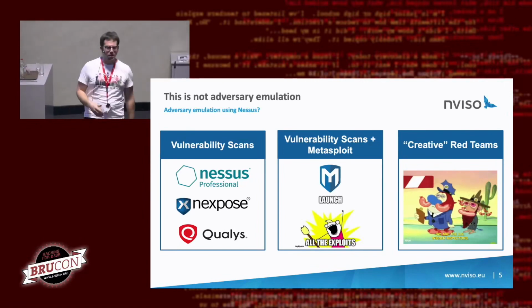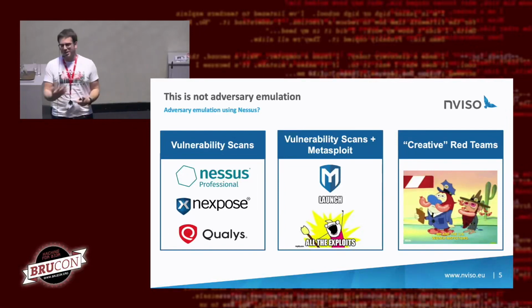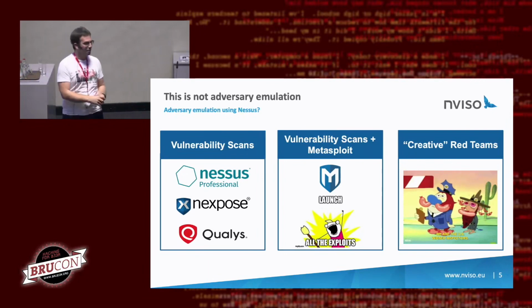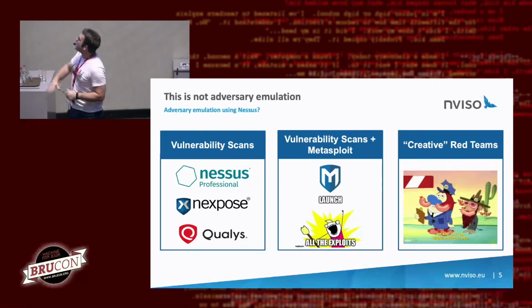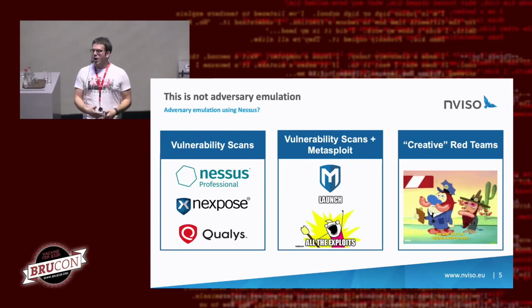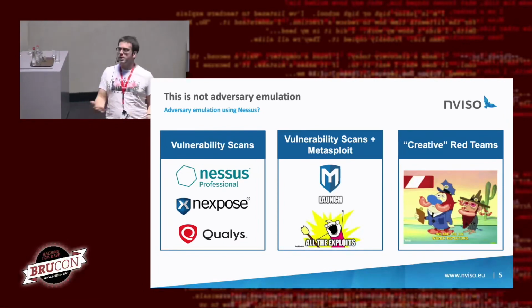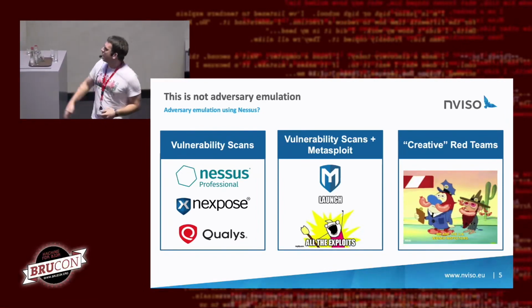I do a penetration test, so I do Nessus, but then I do Metasploit, right? That's the idea. So I find the vulnerability, but now I also exploit it, because that makes me not a vulnerability scanner. That's also not adversary emulation. And then finally, you could say, well, we do a red team, so it must be adversary emulation. Well, maybe. It depends. Are you actually emulating a real adversary? That's a pretty good question because it does depend.